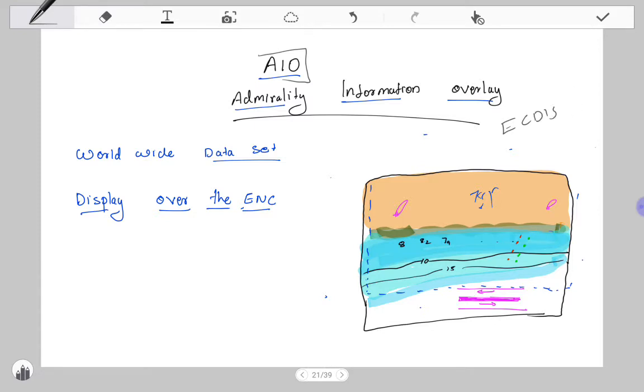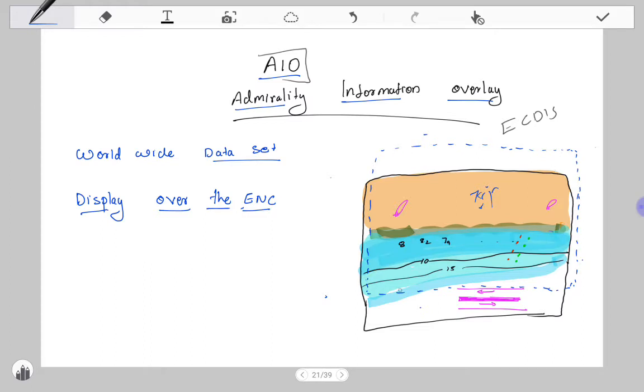So what is AIO? AIO is a worldwide data set. It is displayed over the ENC cell. It is a separate layer of information that is superimposed over the ENC cell. Suppose this is an ENC cell, and on top of that this blue dotted line is an AIO cell. So what is an AIO cell?